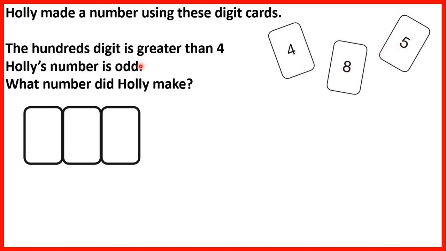But we know that Holly's number is odd, and an odd number has to have a ones digit of 1, 3, 5, 7 or 9, because an odd number is not an even number. But the only odd digit that we have here is the 5, so that means to make the number odd, we need to use the 5 as our ones digit, which means the 8 has to be our hundreds digit, because the hundreds digit has to be greater than 4. So that means 4 must be the tens digit to give us the number 845.